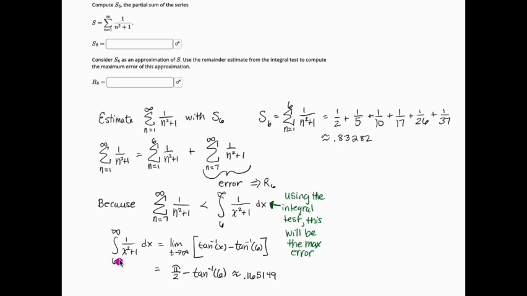For the lower limit 6, I can just directly plug in. So when I take pi over 2, which was the limit of the inverse tangent, and I subtract inverse tangent of 6, we get an approximate value of 0.165149. So this is what we're using for this improper integral, and it's going to be greater than the series from 7 to infinity, which means this is going to be the maximum error.